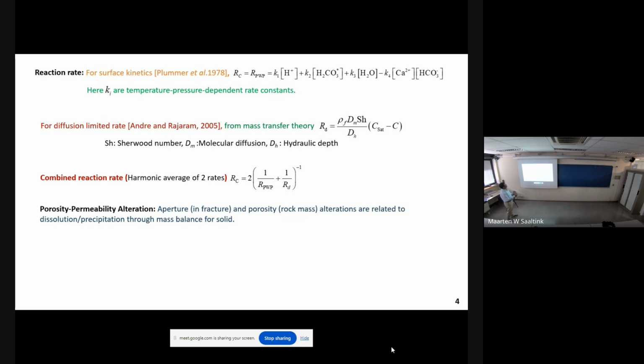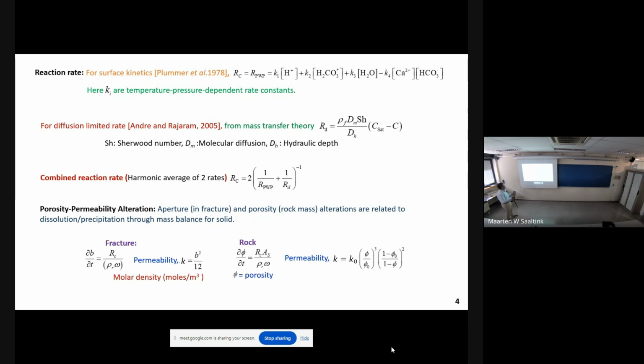Once we get this reaction rate, we can relate the porosity and permeability change for rock as well as fracture. For rock, it is this way: the porosity change will be the reaction rate times surface area divided by molar density. In case of fracture, dB/dt, B being the aperture, the rate of change of aperture locally will depend on the local reaction rate and so on. Once we get the aperture, we can find out the local permeability and so on.